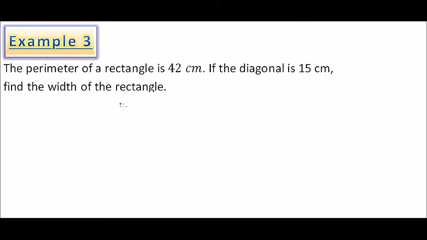So here is another example. The perimeter of a rectangle is 42 centimeter. The diagonal is 15 centimeter. Find the width of the rectangle. So we can find the width.